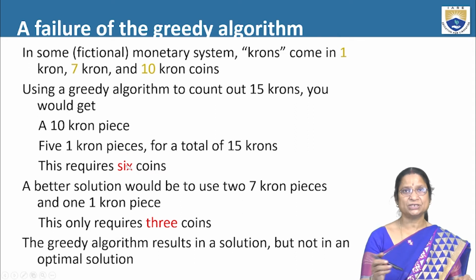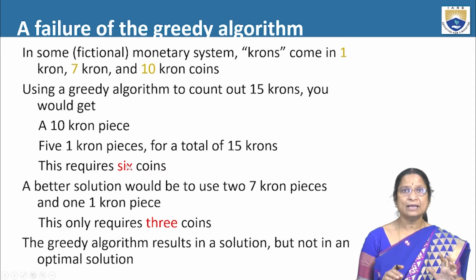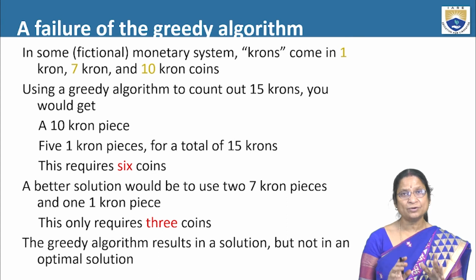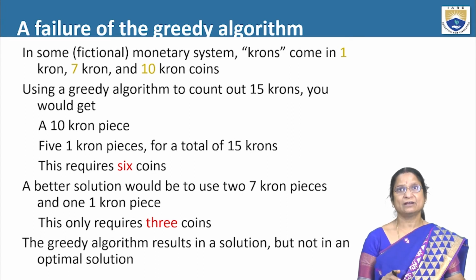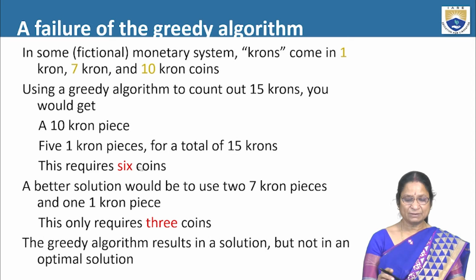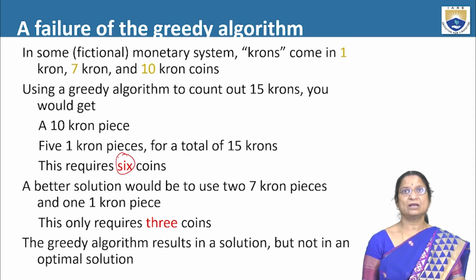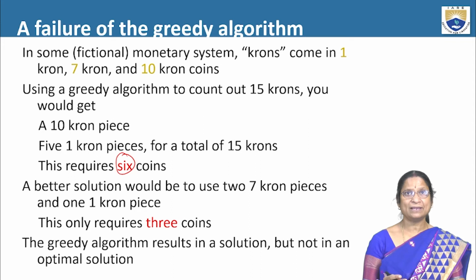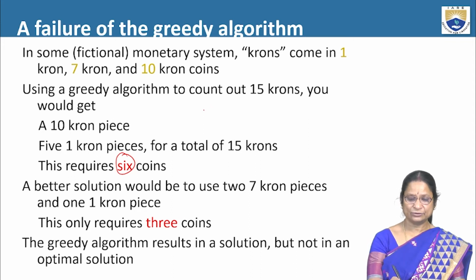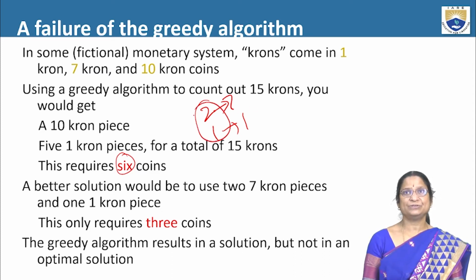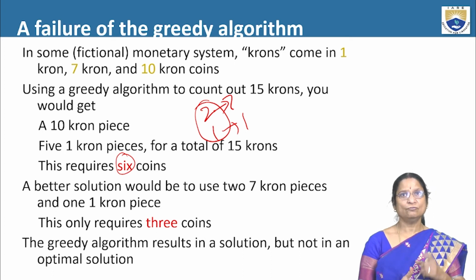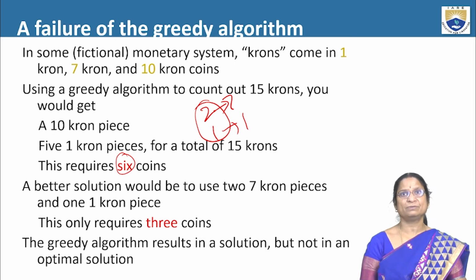What is our objective function in this example? The objective function is that, as far as possible, the minimum number of coins must be used by us. So minimum means here 6 is used. But instead of that, if I pay 15 as 2 numbers of 7 crowns and 1 number of 1 crown, then totally how many? Only 3 coins are enough instead of 6.